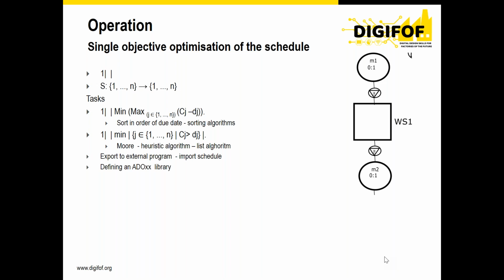So this is the kind of problem that can be resolved directly in ADOxx, implementing the algorithm that is a sorting algorithm. Another problem, for example, is reducing the number of jobs that are late. That means reducing the number of jobs with completion time bigger than due time. This is a little bit more complicated, but this is also a heuristic algorithm, a list algorithm that can be implemented. In the end, everything can be implemented in ADOxx. The problem is only with which cost.